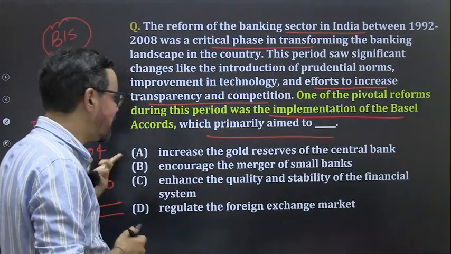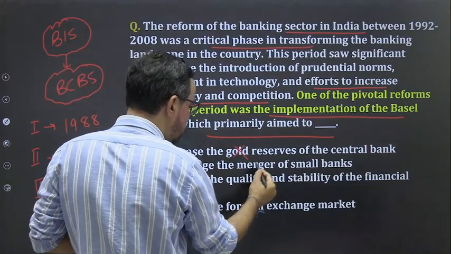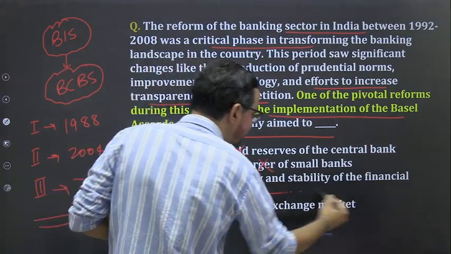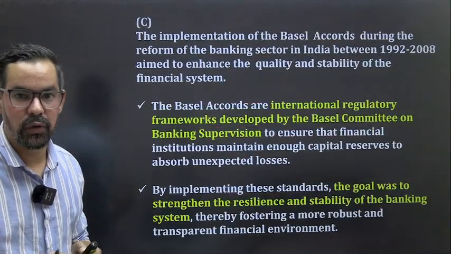So what was the agenda? Increase the gold reserve? No. Increase the mergers? No. Enhance the quality and stability of financial system? So option C will be the right answer for this particular one.